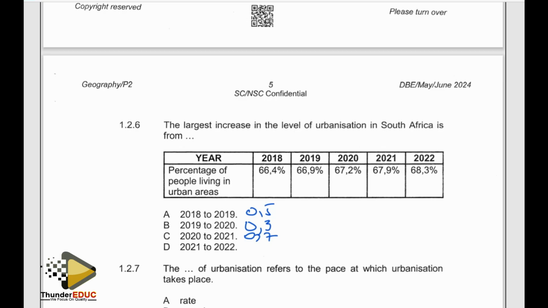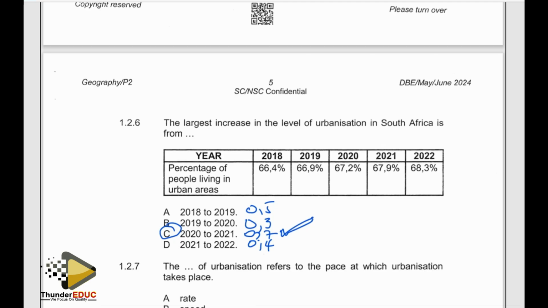Then we move on to the last, 2021 to 2022. It was 67.9. It went up to 68.3. So the difference here is 0.4. We want the one with the biggest increase, which means this one has got the largest increase, from 2020 to 2021. Right, which is item C. Response number C. Right, move on to the next question.